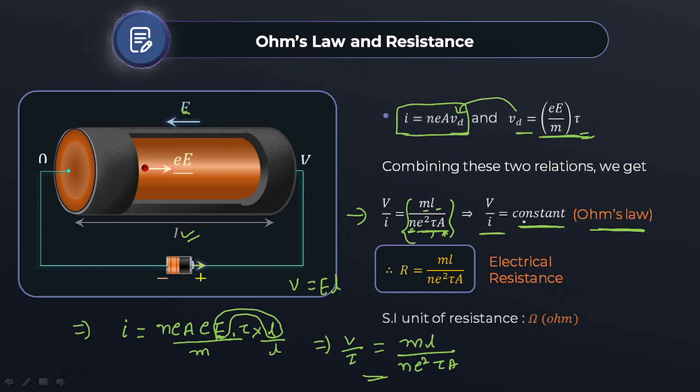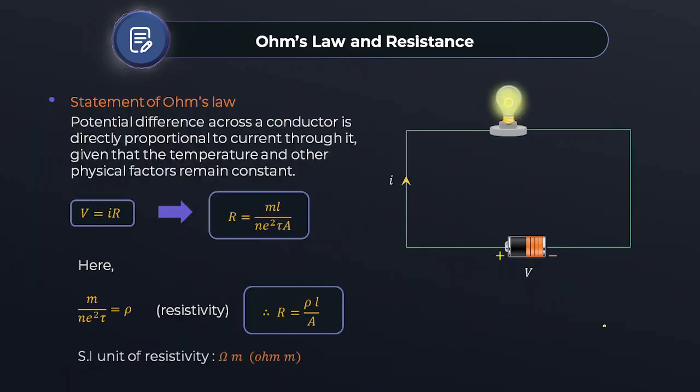Now we can write this constant as resistance R, also called electrical resistance. So R will be equal to this value, m into L divided by n e square tau A, right? And the SI unit of resistance is ohm. We represent it with omega. Simple, easy. Till this point, no problem.